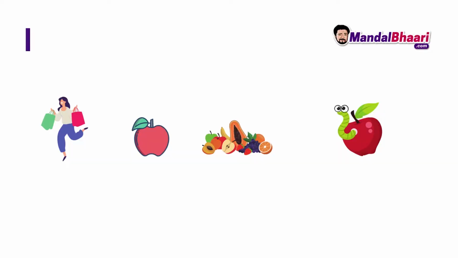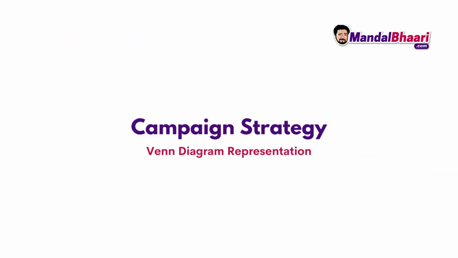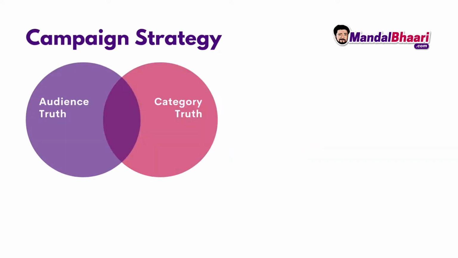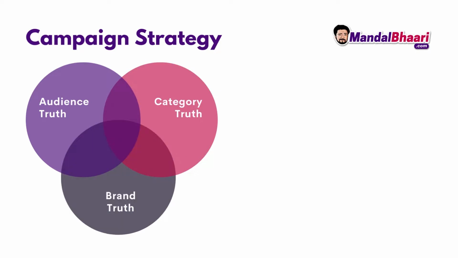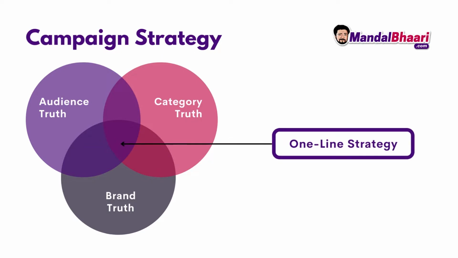And that decision depends on analyzing what I call the ABCP mix, which is the audience, the brand, the category, and the problem statement. To arrive at the campaign strategy, I first use the Venn diagram representation, where I define what's the audience truth, the category truth, and our brand truth. We need to identify the problem statement that exists in either of these circles that we need a solution to, keeping the other two factors in mind. The campaign strategy lies at the intersection between these three circles, where it answers what the campaign needs to do.